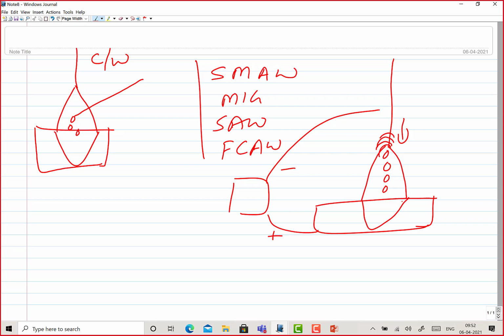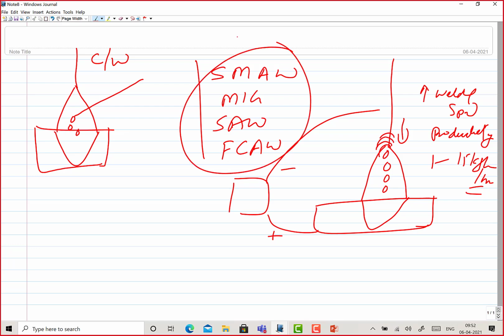So there is no need of feeding a separate filler. This feature is extremely good because the electrode is not just striking the arc, but it is also providing the filler metal. That is very good. This increases the welding speed and the productivity. It means you may deposit metal from 1 kg to like 15 kg per hour. These are the welding processes which use the consumable electrode.